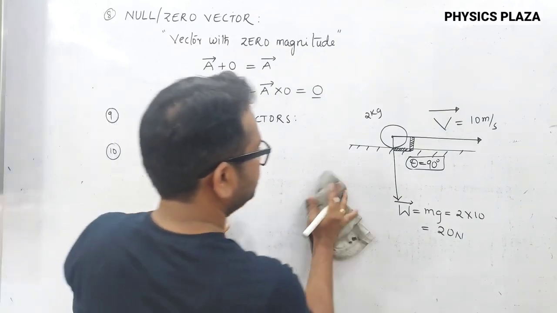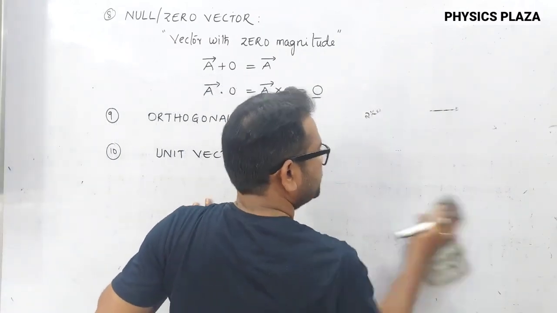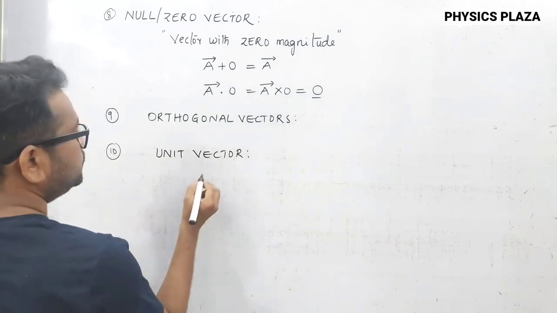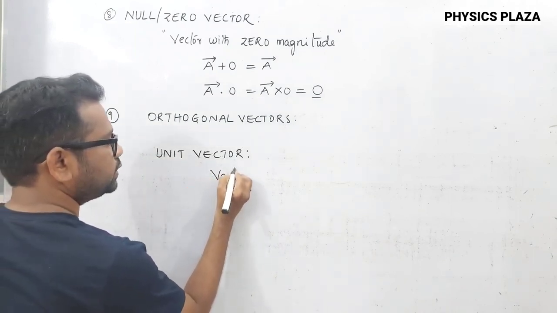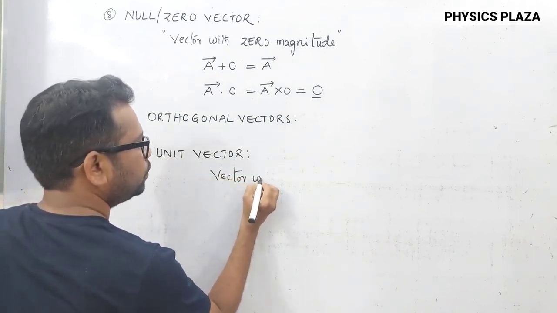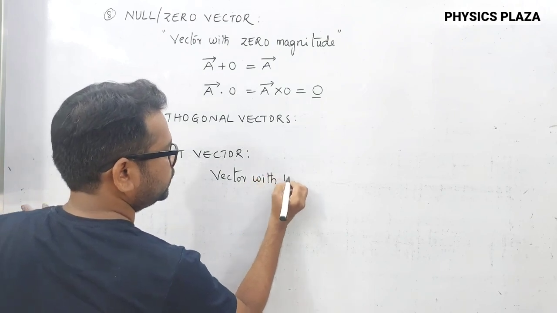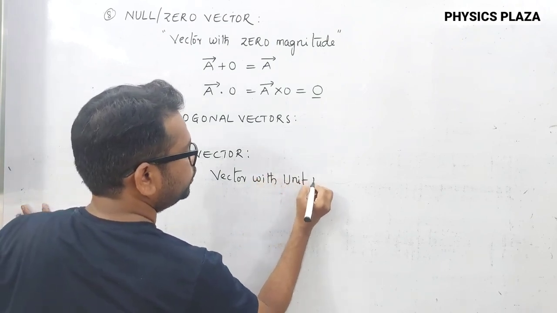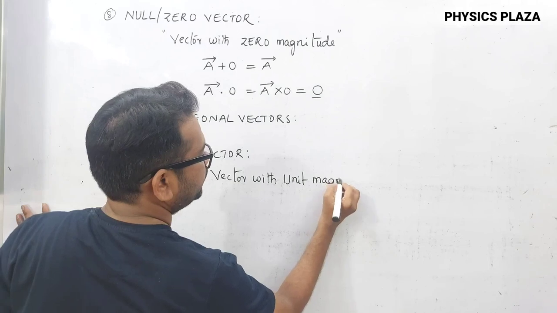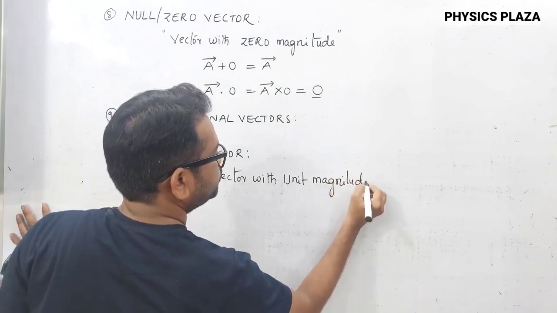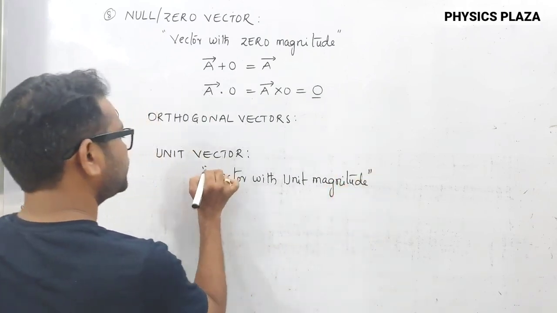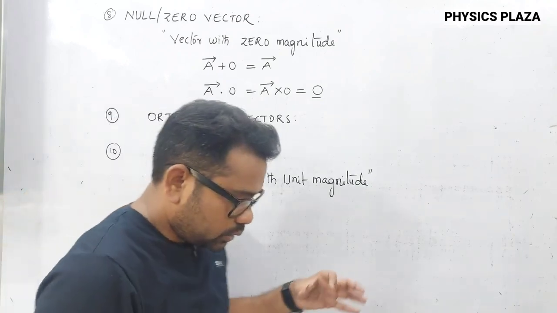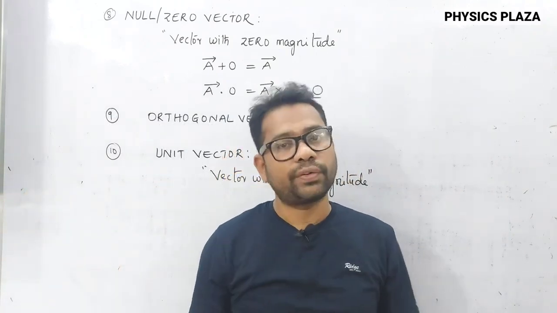Children, here it's very simple. The name itself will give the concept. It means the vector with unit magnitude. The vector with unit magnitude is called a unit vector. Children, actually there is so much importance for a unit vector.